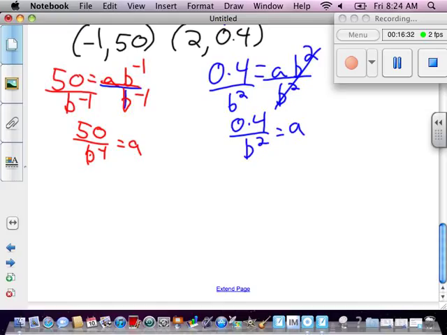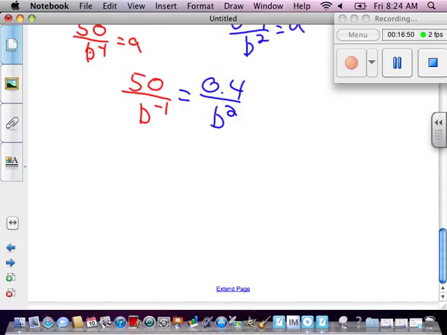Next, we have to substitute and combine equations. So we get 50 over b to the -1 equals 0.4 over b squared. What is step number 5? Solve for b. So you want to cross multiply: 50b squared equals 0.4b to the -1.